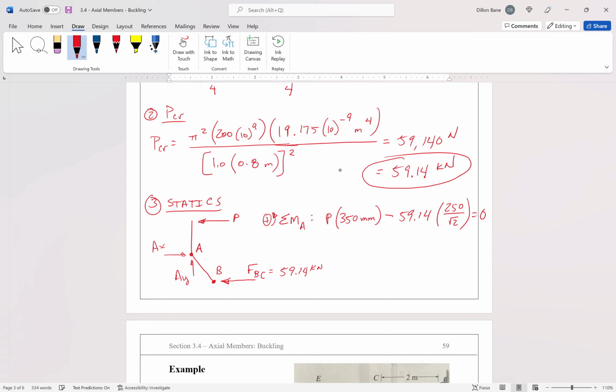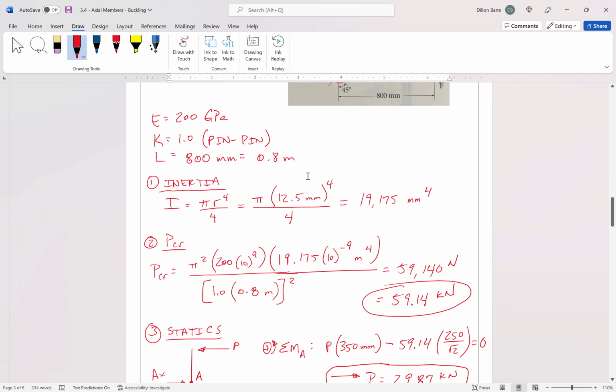So one equation, one variable. Very simple here. P comes out to be 29.87 kilonewtons. Okay. So that is the answer to this problem.